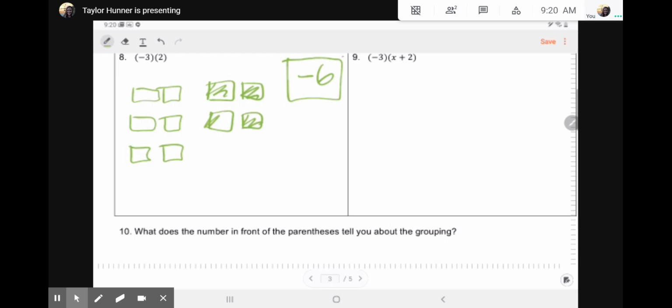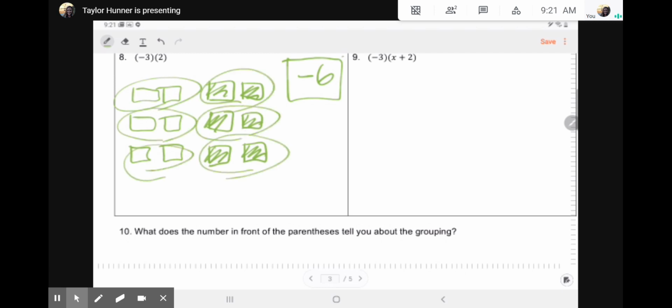Okay, because if we're going to take away 3 groups of positive 2, I have to have something else left when I take that away. So then I had you guys actually cross out 1, 2, 3 groups. Now, if you just want to draw these 3 groups of -2, that is okay with me. It just has to represent our answer correctly.